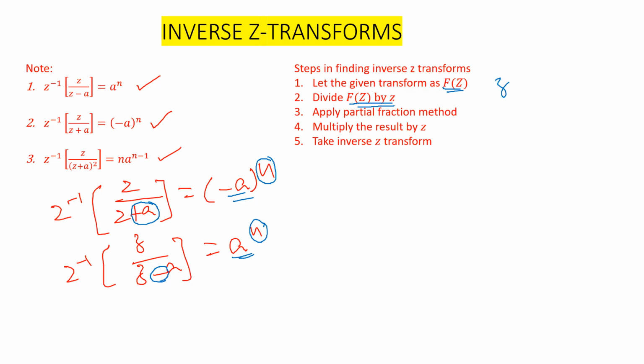In step number 3, whatever the result F of z by z, you have to consider this result and apply partial fraction. Step number 4, in step number 2 we divided the function by z. In step number 4, we are going to multiply the result of the partial fraction by z, that is both left side as well as right side. And finally, we are going to take inverse Z transform. That will conclude the problem.